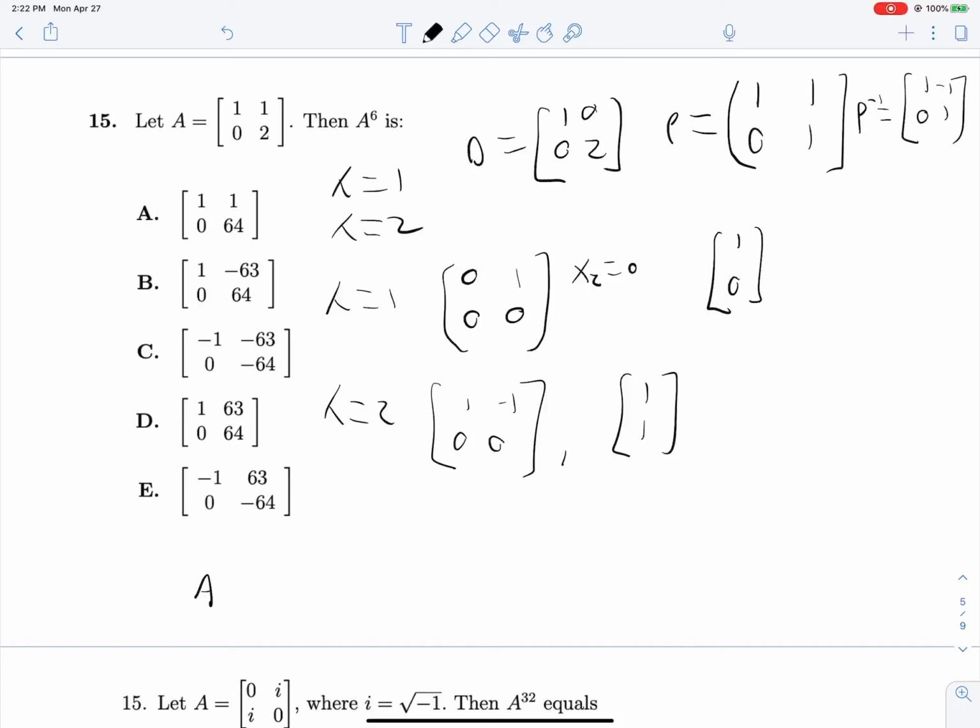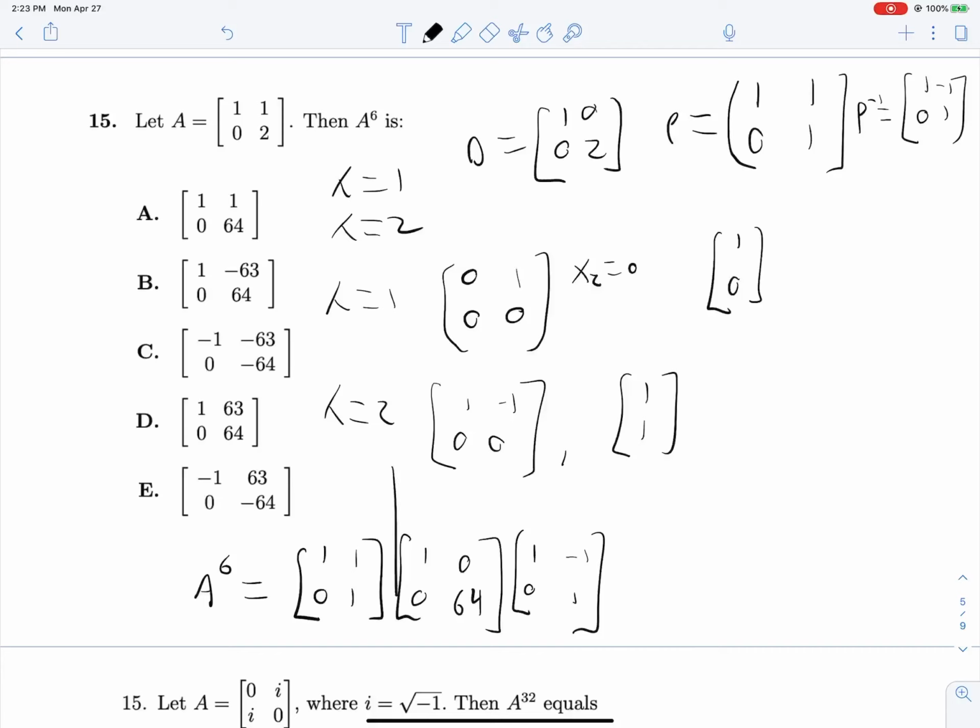We know that A to the 6th is equal to P multiplied by D to the 6th, 1, 0, 0, 2 to the 6th. 2 to the 4th is 16, 2 to the 5th is 32, so 64 down here. And then we have P inverse, which is 1, 0, 1, negative 1. So let's not think about that right now. Let's just compute this second half.